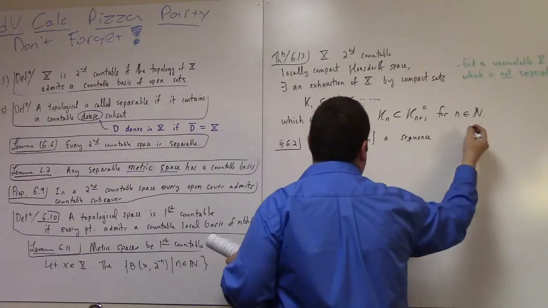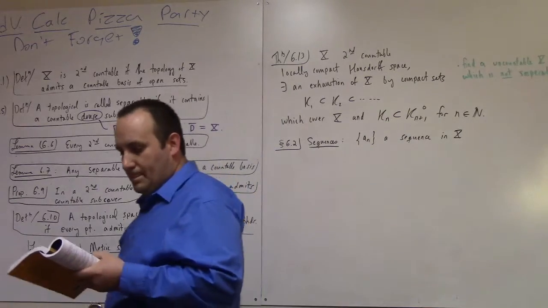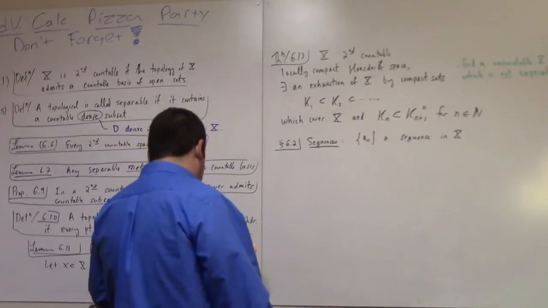Natural numbers to the topological space. Right. And this is the definition.